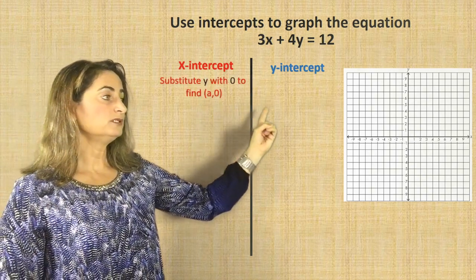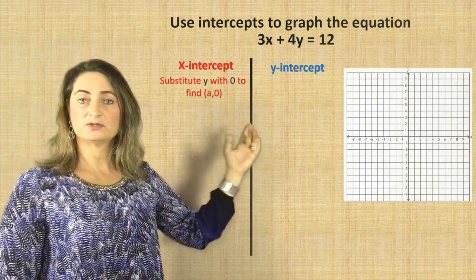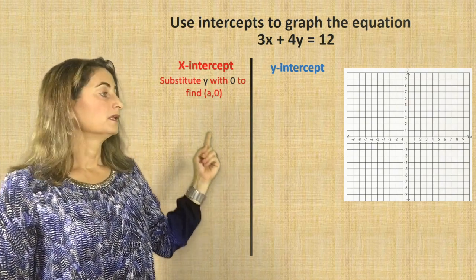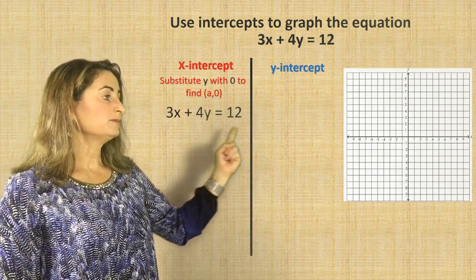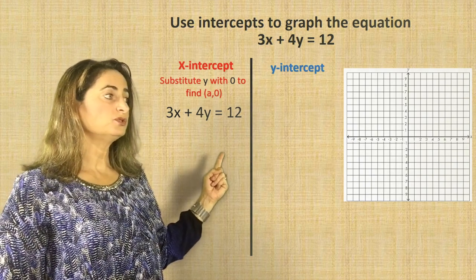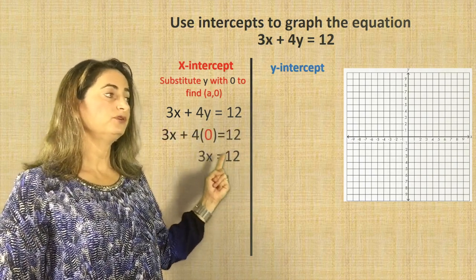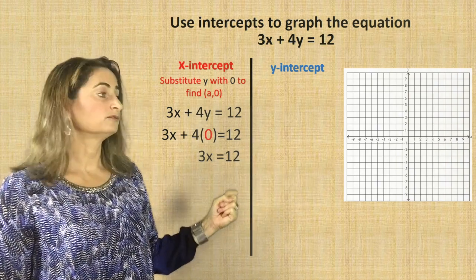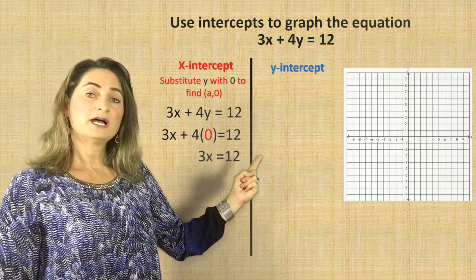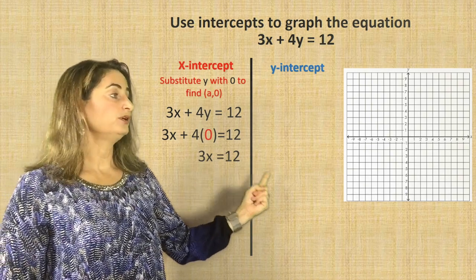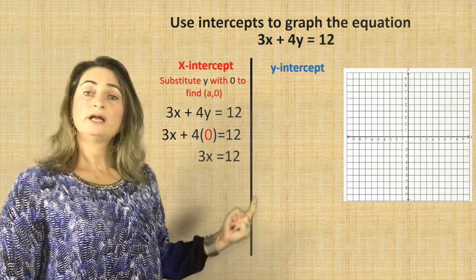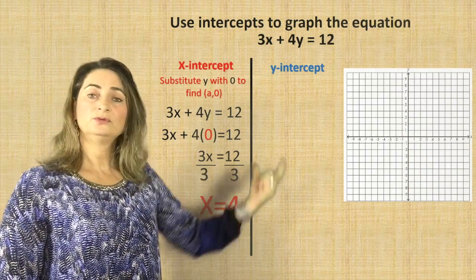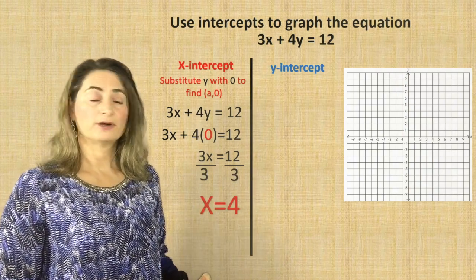Substitute y with 0 to find a, because that is the x-intercept. 3x plus 4y equals 12. Substitute y with 0. You end up with 3x plus 4 times 0 is 0 equals 12. Since 4 times 0 is 0, you end up with 3x equals 12. Now isolate x. By dividing both sides by 3, you end up with x equals 4.